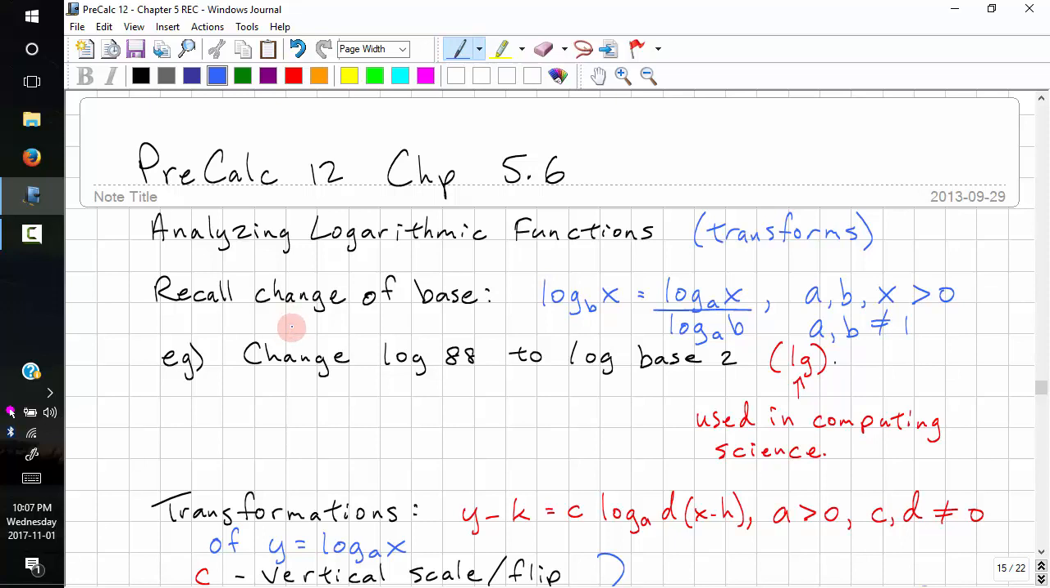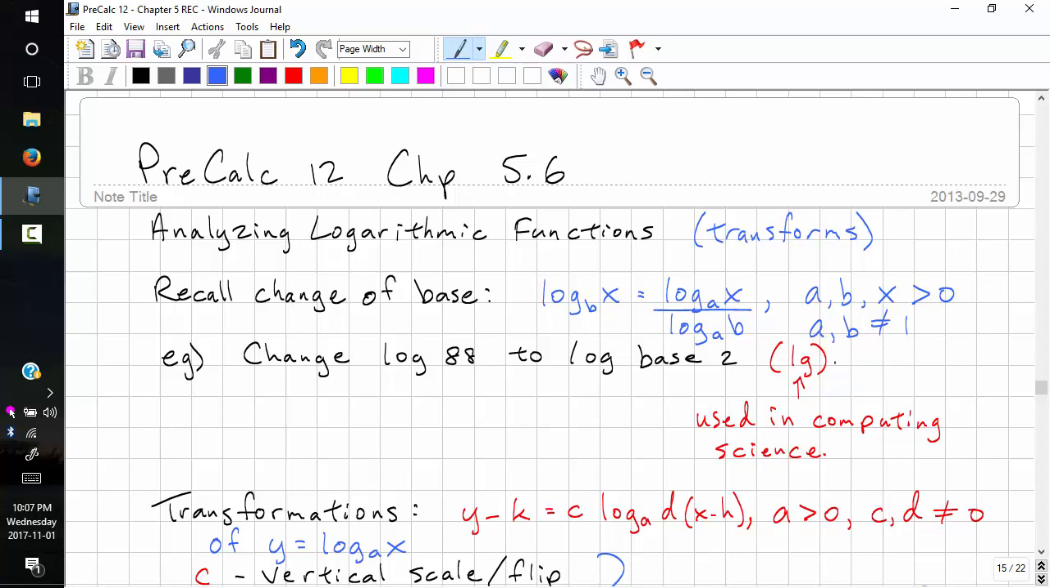You need to recall the change of base. Log base b of x equals log base a of x divided by log base a of b, where a and b and x are all positive, and a and b does not equal 1.